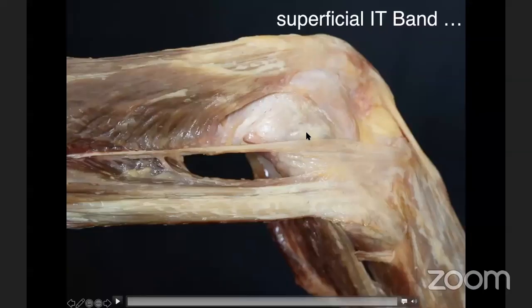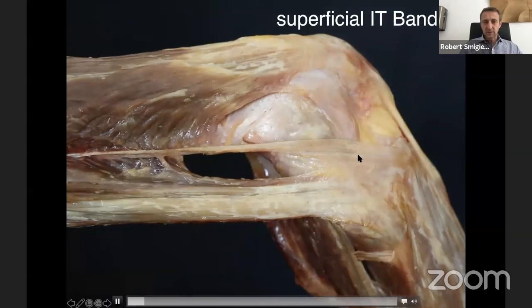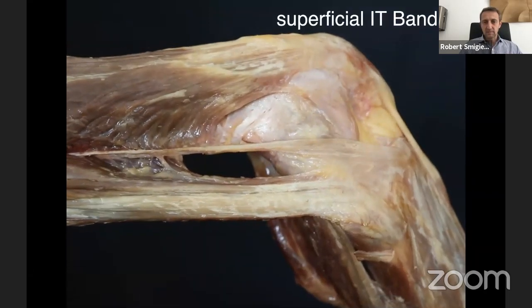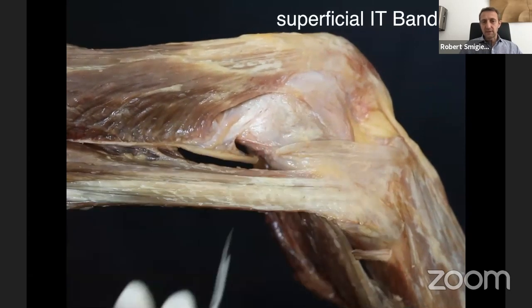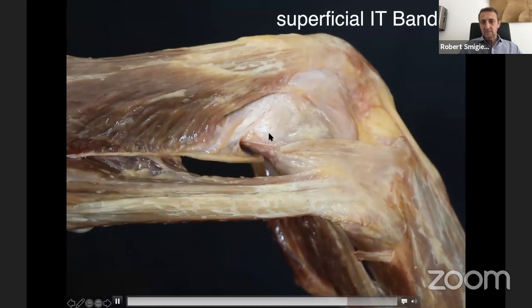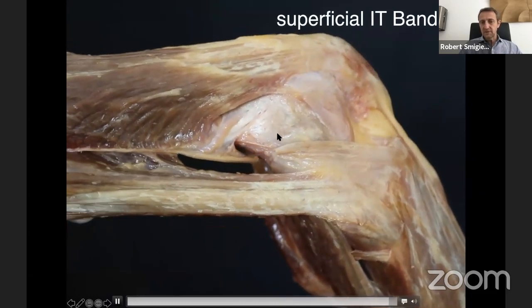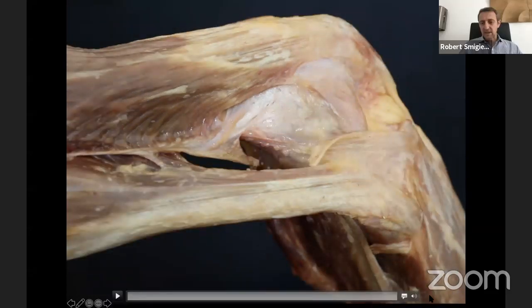This is, for example, some dissection. If we look for the deep IT band, this is the deep. Maybe the next slide will be here. Let me see. This is the movie. That's what you can see. What I cut now is the superficial IT band. Deep IT band is here. LCL is here, it's not visible now. And then we go with the next step.